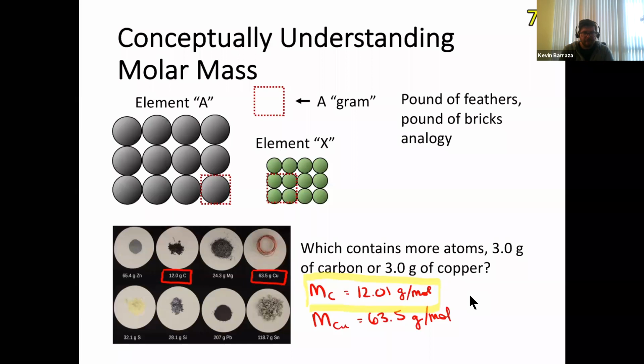Okay. If you want, you could actually prove which one has more particles by converting this number. We'll do that in the next couple slides. Okay. Molar mass.